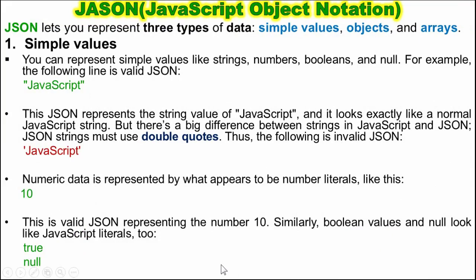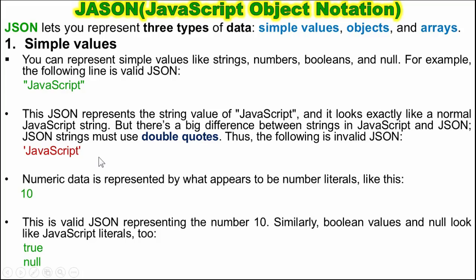JSON lets you represent three types of data: simple values, objects, and arrays. Number 1. Simple values. You can represent simple values like strings, numbers, booleans, and null. For example, the following line is valid JSON: the string enclosed with double quotes, JavaScript. This JSON represents the string value of JavaScript, and it looks exactly like a normal JavaScript string.